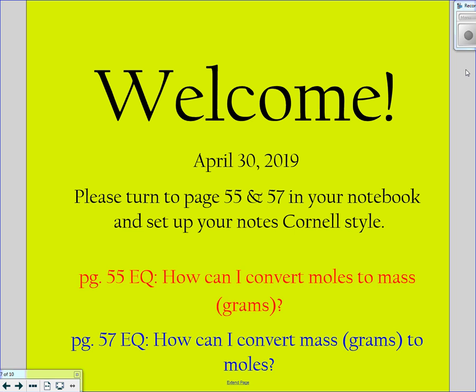If you would, please get out your notebooks and turn to pages 55 and 57 and set up your notes Cornell style. On the board in red is written the essential question for page 55, and in blue is written the essential question for page 57. I'll just go ahead and have the sub pause the video right now so that you guys can have some time to set up those note pages and write down those two essential questions.